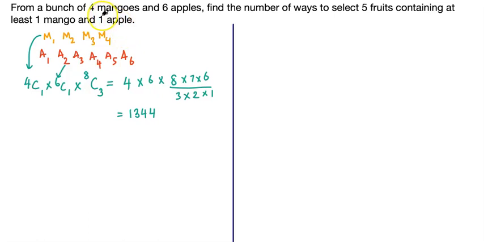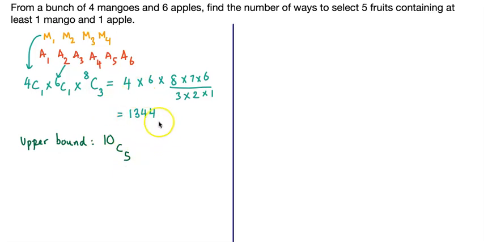Okay, we have 10 fruits of which we want to select 5, correct? We have 10 unique fruits, right? This M1, M2, M3, M4, A1, A2 all the way to A6. So 10 unique fruits out of which we want to select 5. Okay, so the total number, if there were no restrictions at all, let's say you can pick any fruits, you don't have to satisfy this condition at all. How many ways are there for you to choose 5 fruits from a bunch of 10? So that is 10C5 or 10 choose 5, correct?